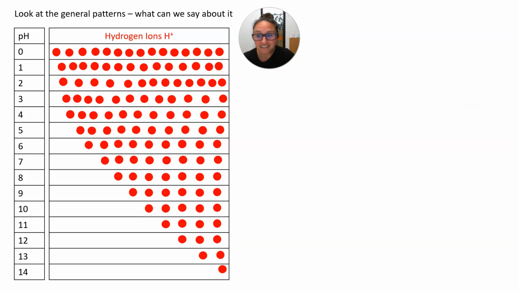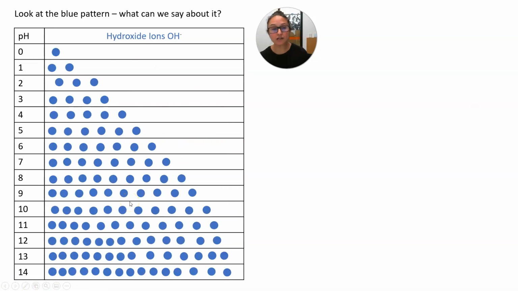Well, the pattern is that you have lots and lots of hydrogen ions at 0, and they keep getting less and less when you get to 14. Hopefully that's the same pattern that you said out loud to your mum or to your sister or to your cat. I suggest teaching it to your cat. Let's have a look at this pattern.